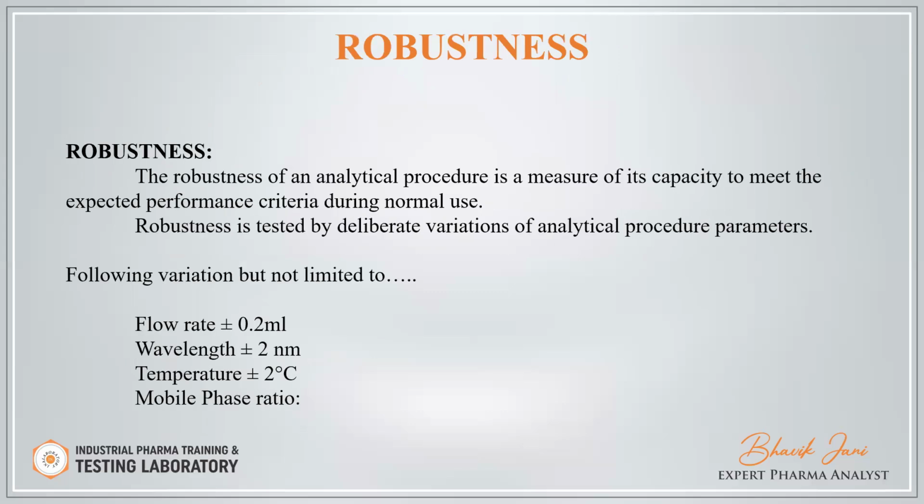Robustness. The robustness of an analytical procedure is a measure of its capacity to meet the accepted performance criteria during normal use. Robustness is tested by deliberate variation in analytical procedure parameters. Following variations, but not limited to: flow rate plus minus 2 ml, wavelength plus minus 2 nanometer, temperature, mobile phase ratio. You can also vary the pH plus minus 2.